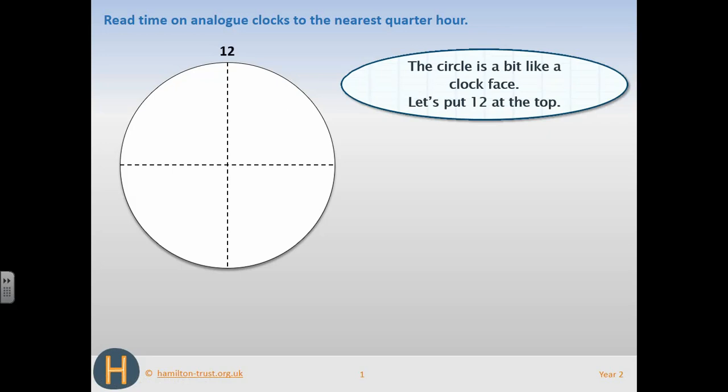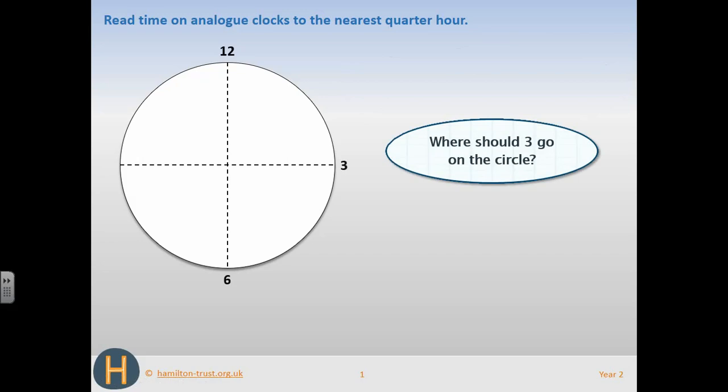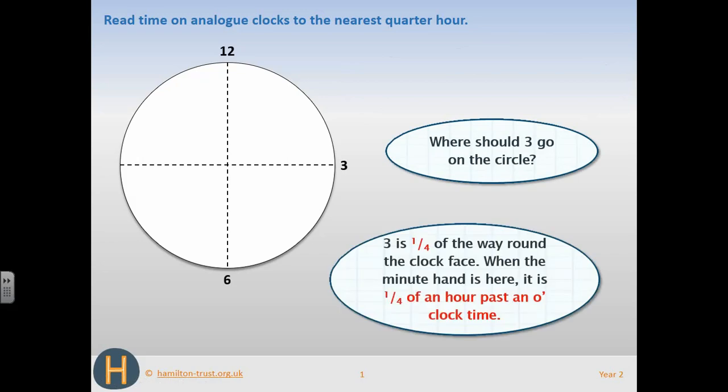We've got 12 at the top of the clock. What will go at the bottom? So here you can see 1/4. 3 is 1/4 of the way around the clock face. It's just a quarter of the way round the clock face. So if the minute hand's here, we say it's quarter of an hour past an o'clock time. That's why they say quarter past when the long hand, the minute hand, is pointing at the 3, because that quarter is talking about quarter past the hour.